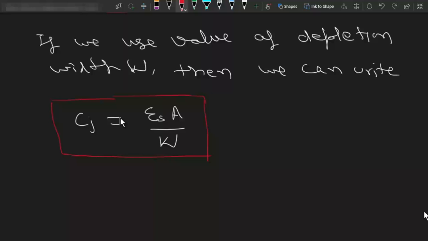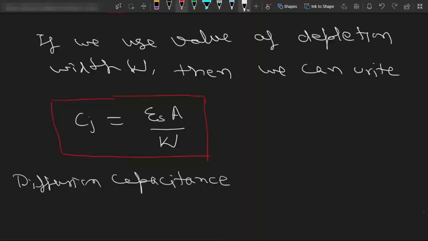So now let's see the diffusion capacitance. In this equation, we can see that as we increase the depletion width, capacitance is going to decrease, and if we increase the cross-sectional area A, then capacitance is going to increase. It's very important.